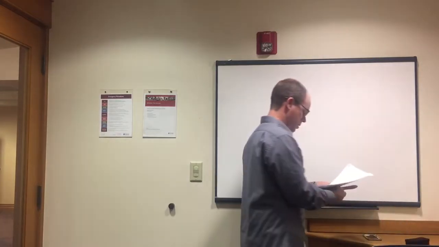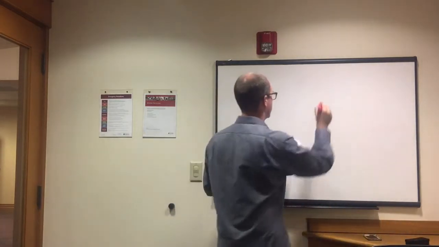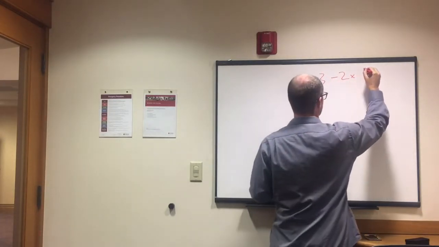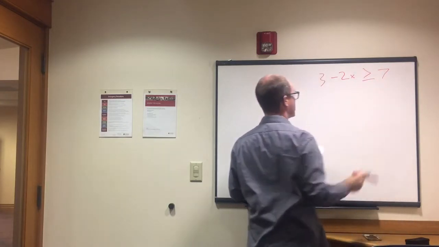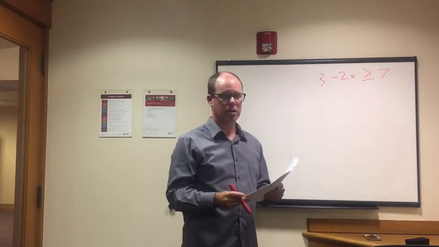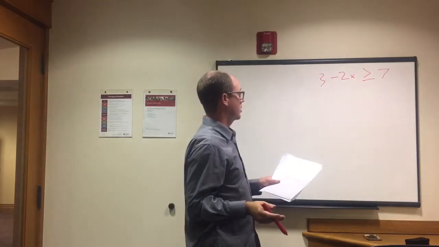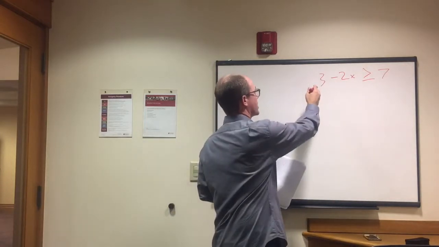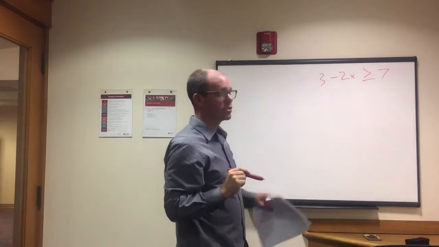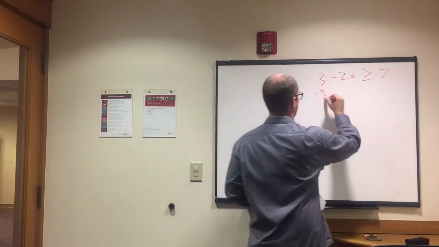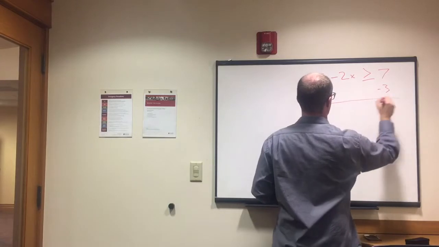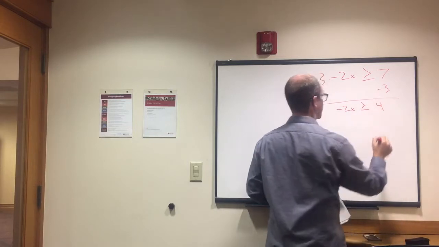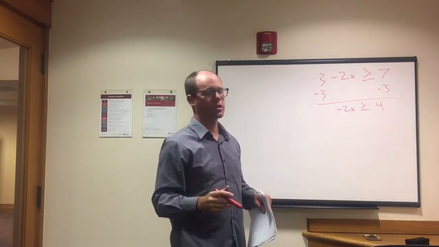Okay, let's look at one more. 3 minus 2x is greater than or equal to 7. Same process here, except we don't have any fractions, so you don't have to worry about that. The first thing is get rid of this 3 on the left side, so we can have negative 2x by itself. We subtract 3 from both sides: negative 2x greater than or equal to 4. 7 minus 3 is 4.